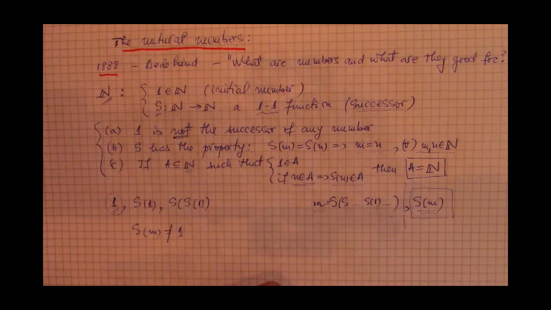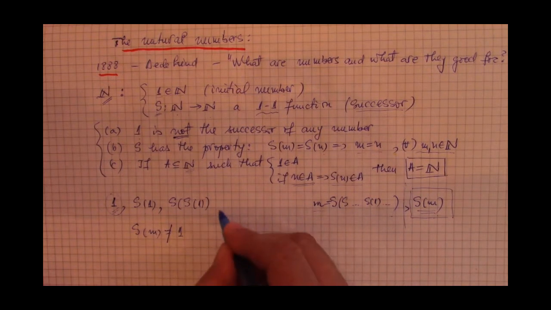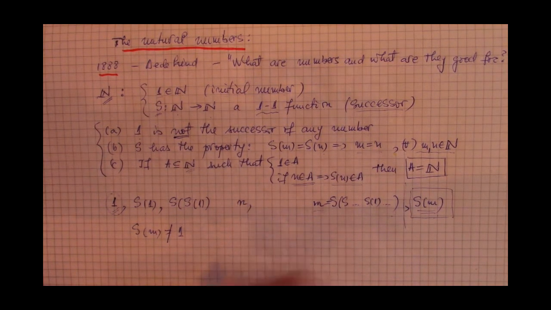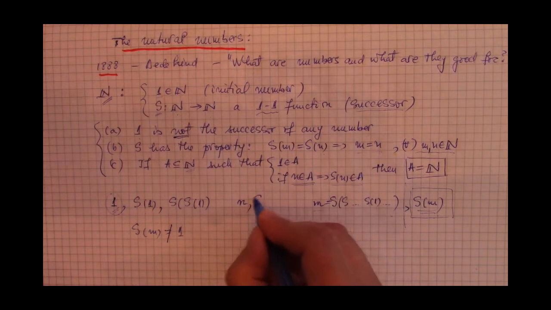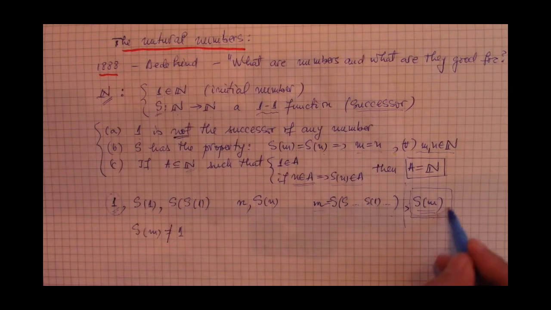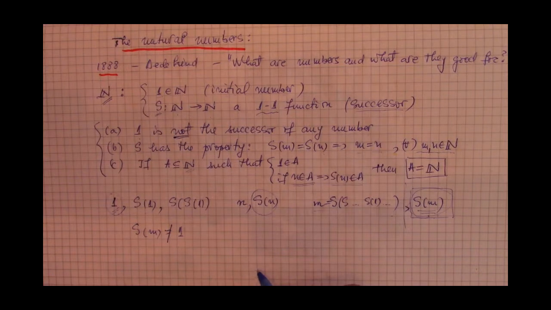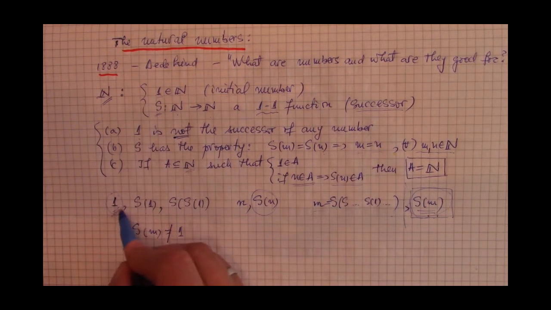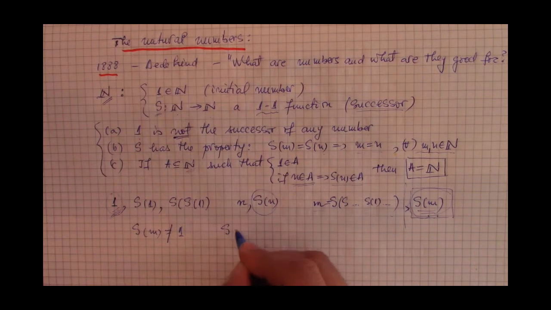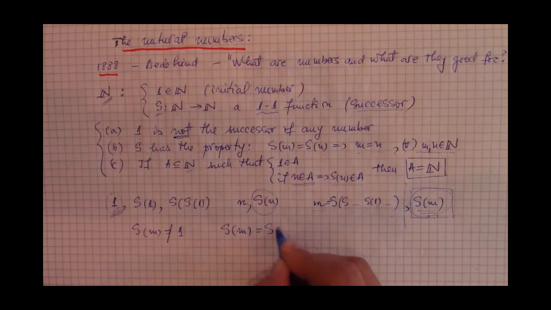All right, so can S of M be any of these other numbers in this set that we have so far? Well, all these other numbers are successors of something. So if S of M shows up in here somewhere, it must be the case that there is some N in here so that S of M is equal to S of N. We made sure that S of M is not the first element. So is it possible that S of M is equal to S of N?